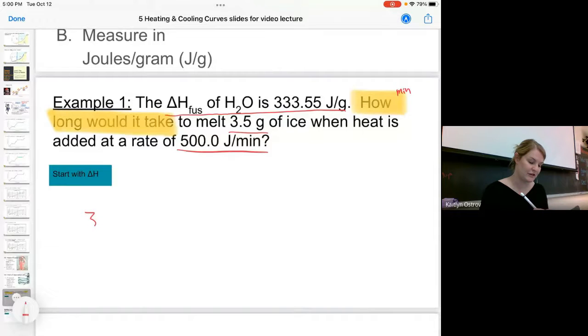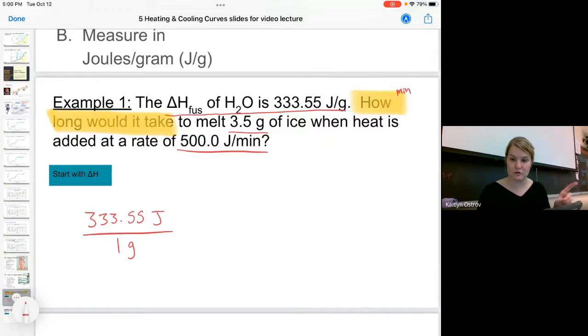So we have 333.55 joules, and I can write that as a fraction because it means that it takes 333.55 joules to melt 1 gram of ice. These are always going to be like 3-steppers. So if I'm trying to get to time, I'm trying to get to minutes, that means that I need to get joules and grams to cancel out by doing dimensional analysis, and I need to get minutes as my final unit. So minutes would need to be on one of the tops.